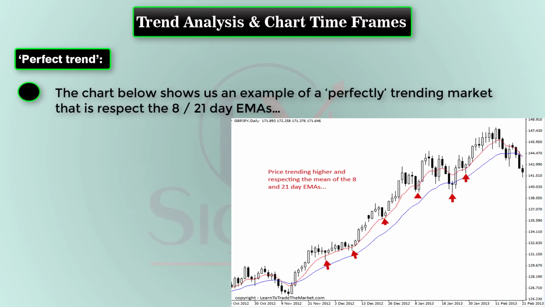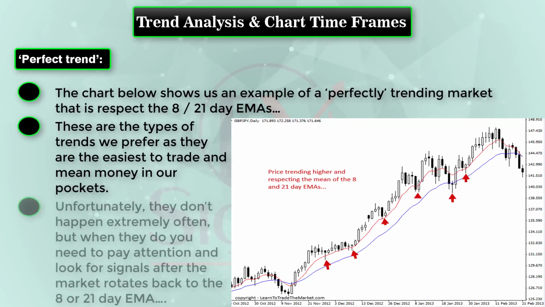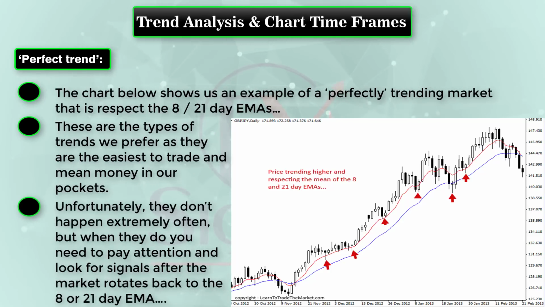The chart below shows us an example of a perfectly trending market that is respecting the 8 and 21-day EMAs. These are the types of trends we prefer as they are the easiest to trade and mean money in our pockets. Unfortunately, they don't happen extremely often, but when they do you need to pay attention and look for signals after the market rotates back to the 8 or 21-day EMA.